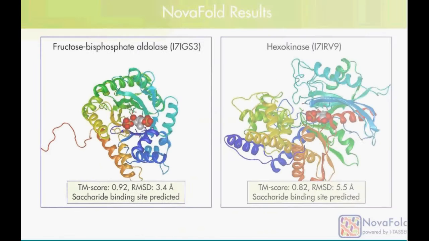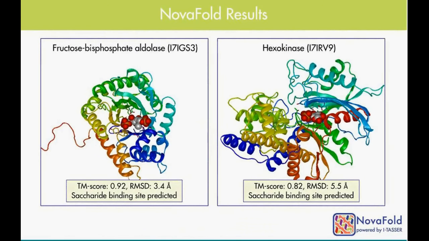But the result from NovaFold is that we were able to get pretty good models with solid TM scores and decent RMSD values when aligned to the top template. And this is really because NovaFold is focused on fold recognition and getting the folds correct, and not concerning itself so much with sequence identity. And in both cases, NovaFold also predicted the sugar binding sites and in fact modeled in ligands to both of the models presented.